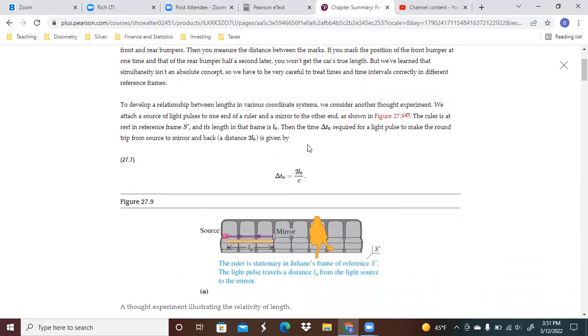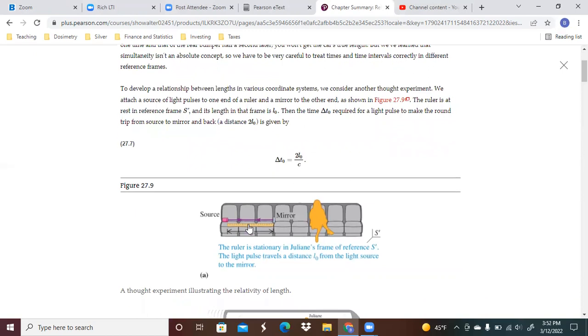So to develop a relationship between length and various coordinate systems, we consider another thought experiment. We attach the source of light pulses to one end of the ruler and a mirror to the other end. The ruler is at rest in reference frame S prime, and its length in that frame is L naught. Then the time delta T naught required for the light pulse to make the round trip from source to mirror and back is given by this.